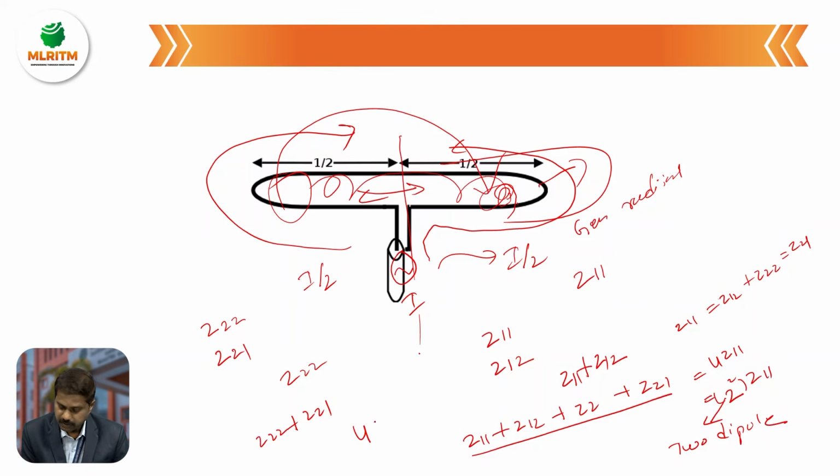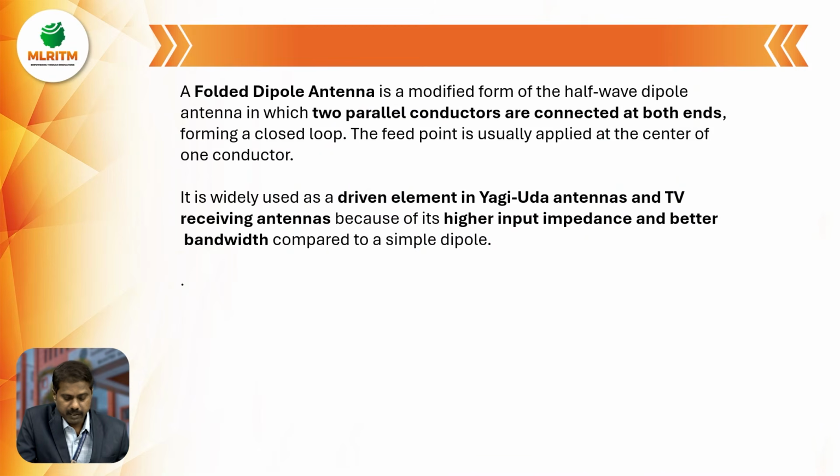That means 4 into Z11, 4 into 72 ohms, that is 2 squared into 72 ohms. By using two conductors, we get the square times, that means 2 squared, that is 4 times more. That means we are getting high gain.